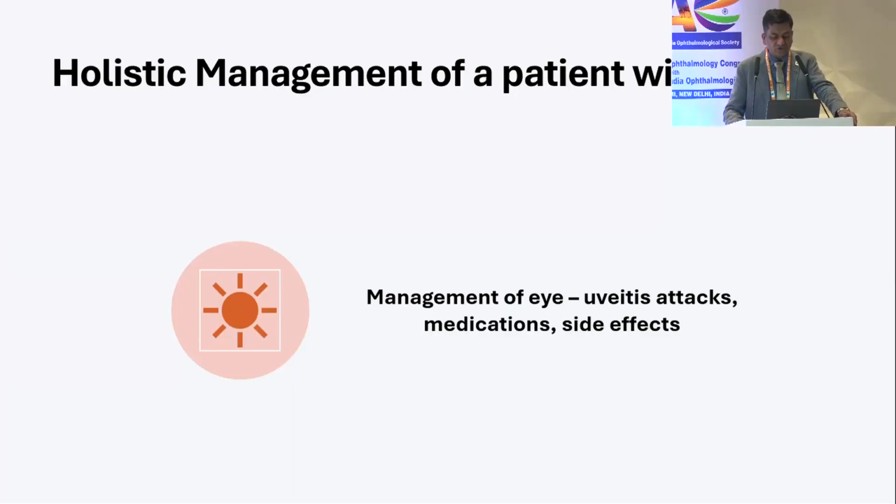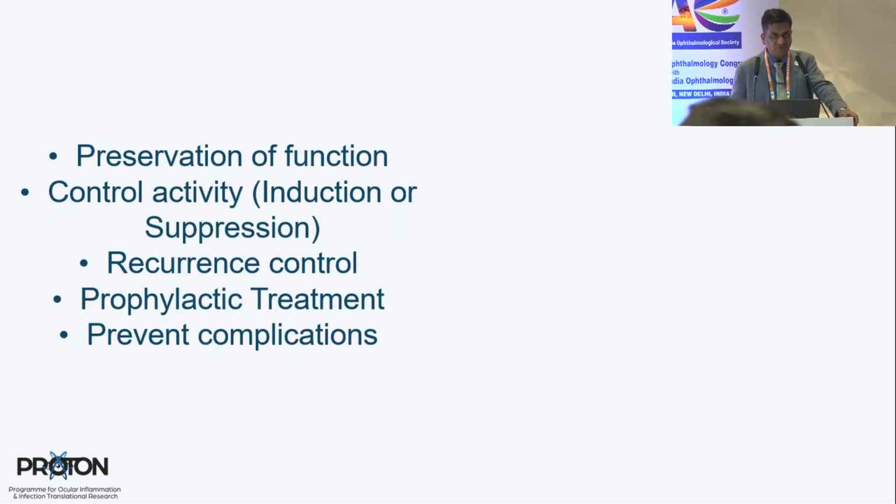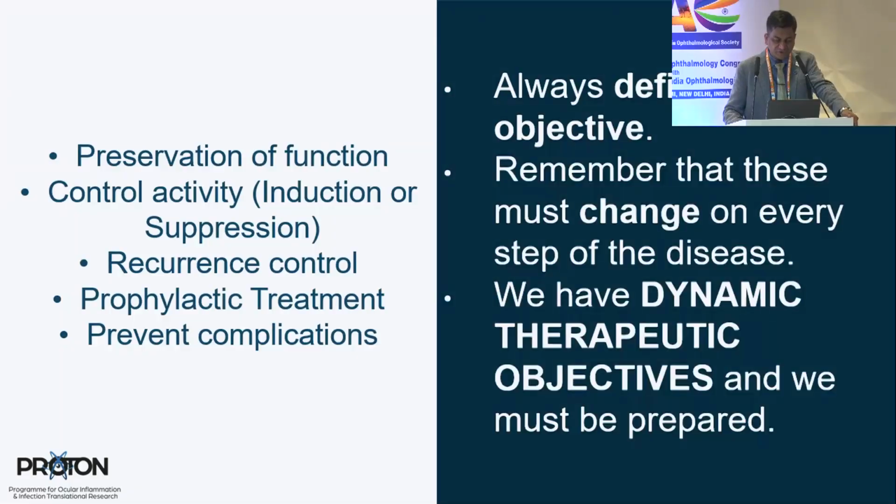So this one I'm not going to spend a lot of time on because we all do that, but I'm just going to suggest that we all work towards preservation of function in terms of visual acuity and whatever functions relate to the eye, control the activity of inflammation, and prevent recurrences. Sometimes we give prophylactic treatment, but typically I don't believe in prophylactic treatment where a patient wants a drop of steroid to be kept along with them whenever they travel. I personally don't believe in it, but I do know colleagues who do that, and again there are a lot of variations in our treatment, and of course to prevent complications.